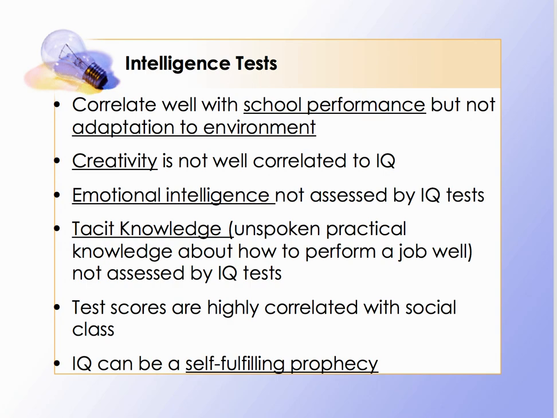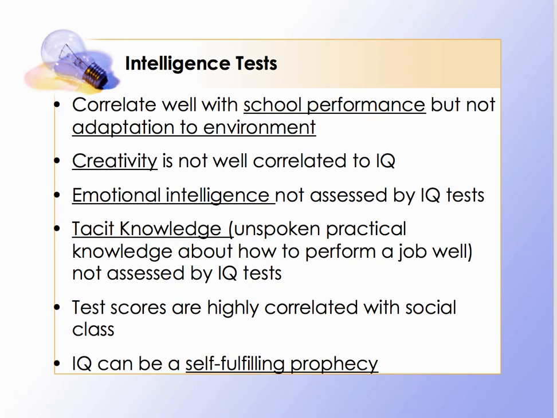So research shows that intelligence tests correlate well with school performance, but not adaptation to environment. So that would be that adaptive functioning. And creativity is not well correlated to IQ. So if you remember, if you're looking at Sternberg's triarchic theory, IQ is basically what he's talking about with one aspect of the three parts, analytical intelligence. So analytical intelligence is different than creative intelligence and emotional intelligence.